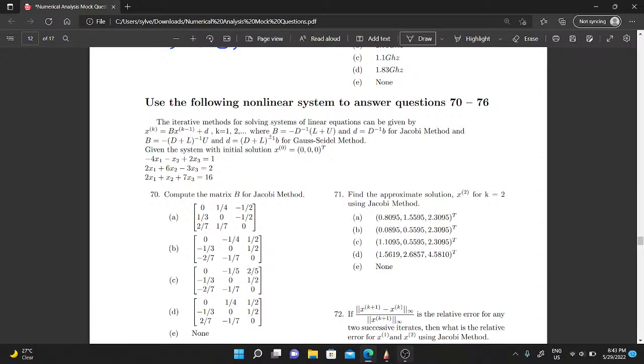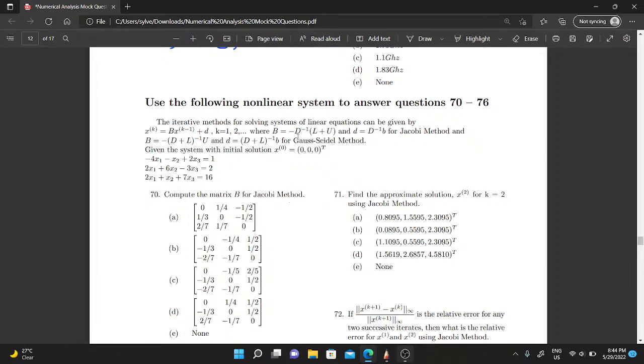The iteration methods for solving systems of linear equations can be given by... So, actually, this year, the lecture was very nice. I mean, he gave everything they needed. He gave them what B was. He told them what D was for Jacobi. He told them what B was for Gauss-Seidel. And he told them what D was for Gauss-Seidel. So, all you have to do, compute the matrix B for Jacobi method.